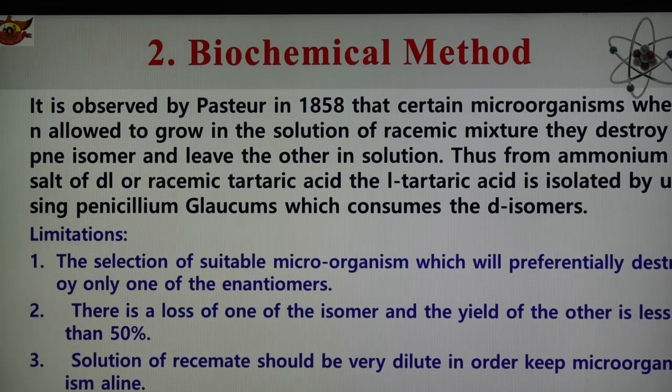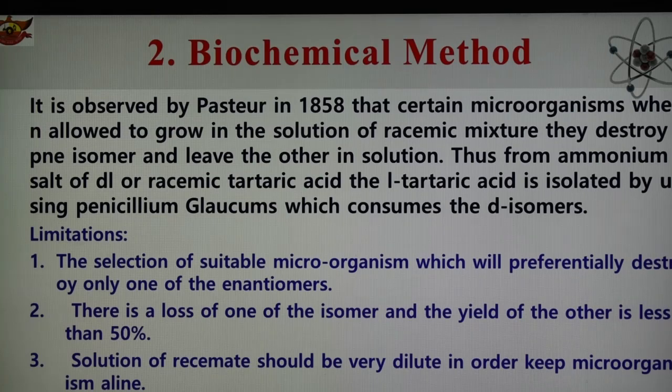But this method has certain limitations. Number one, the selection of suitable microorganisms is very important, and they must destroy only one enantiomer. So we have to select a microorganism that can destroy only one enantiomer, otherwise this method is unsuitable. The other isomer should remain there.